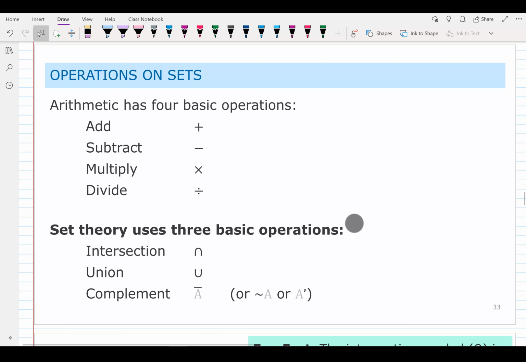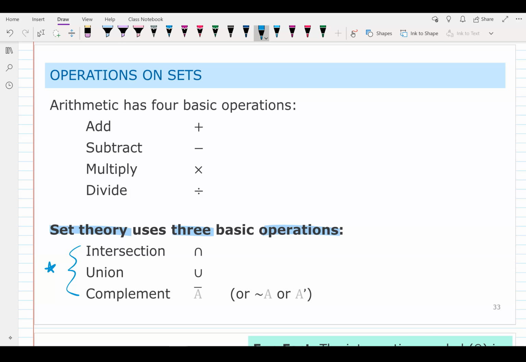So the nice thing about Venn diagrams is that it doesn't just let us see the sets easily and the subsets. It can let us do operations very, very simply, or at least relatively simply. So regular arithmetic has 4 operations: add, subtract, multiply, divide. Set theory has 3 basic operations: intersection, union, and complement. So these are extremely important, but we've kind of already seen these before.